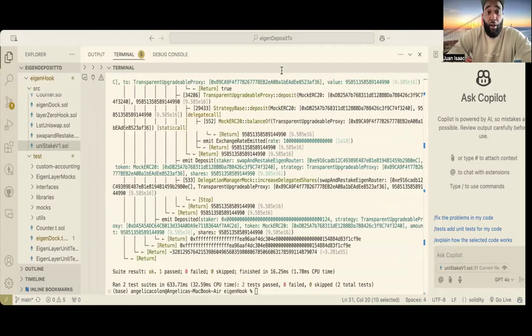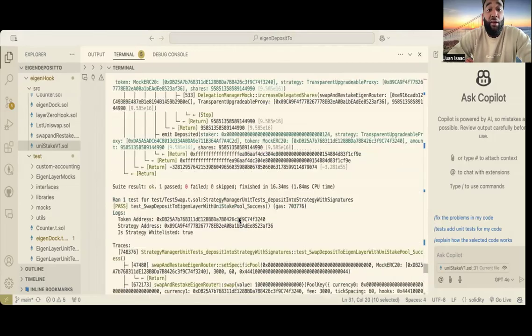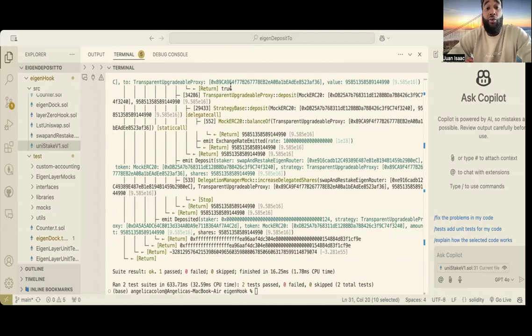Now, we're direct staking into EigenLayer. So the user will swap ETH for LST, then directly stake the LST into EigenLayer. So from reading these logs, we can notice how the swap executes and tokens are immediately staked. So our user can swap ETH for LST, then opt into restaking LST, or in other words, deposit LST into EigenLayer.